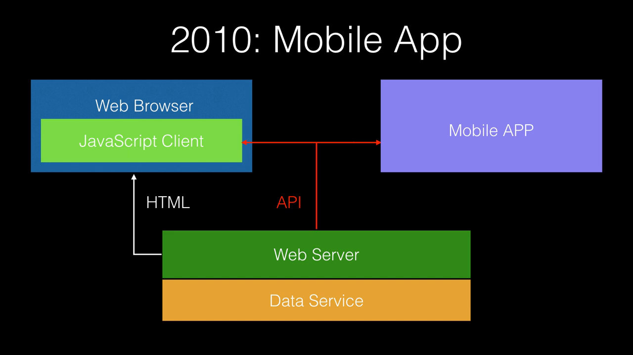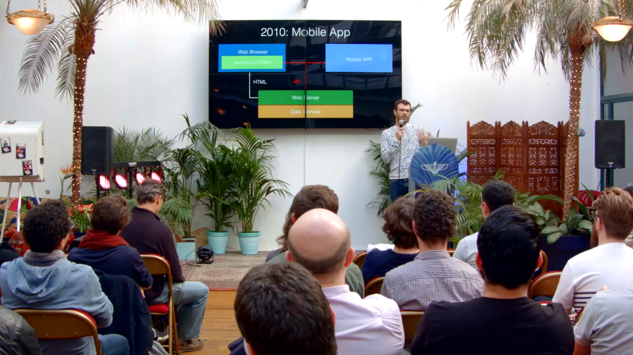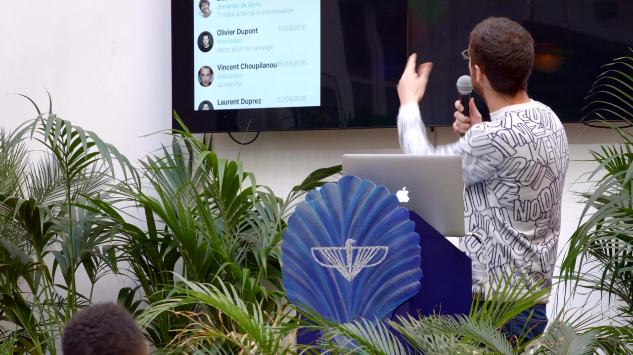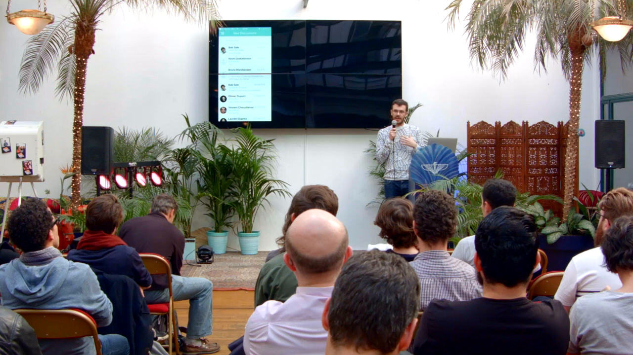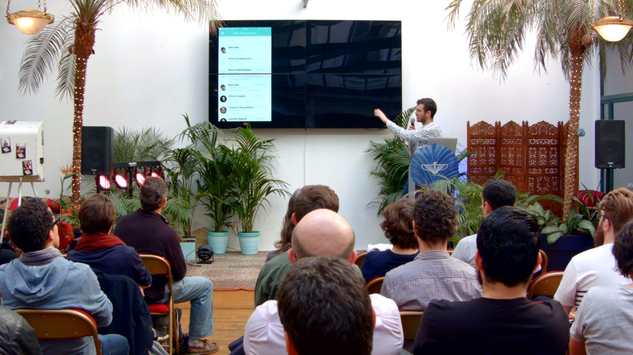But back in 2010, mobile apps started to become something really important. And so the web server, which had to distribute the API to our JavaScript client, also had to distribute data to our mobile application. And with this new constraint came some problems. So let's look at a very, very simple mobile view. It's a chat view. And if you're pretty serious with REST and really want to respect the REST standard, the queries that you have to make to render that view are something like this.